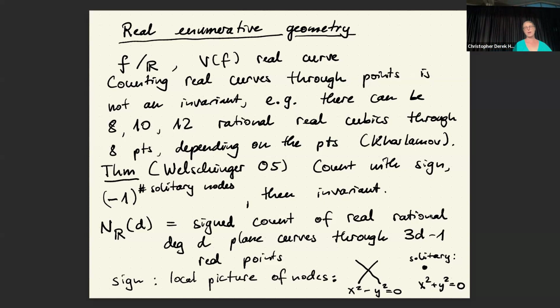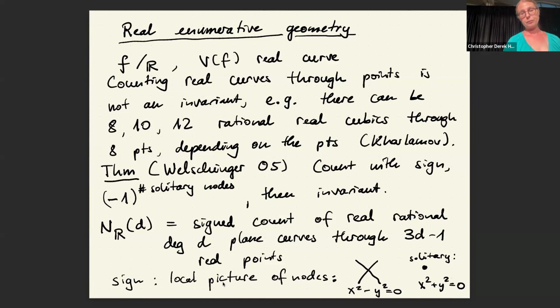He proved in 2005 that instead of just counting the real rational curves of degree D, you can count with a sign. You can take a sign count, yeah? And the sign depends on the geometry of the curve, yeah? So if you take general point conditions and then a rational curve through them, then the curve will have some nodes, yeah?